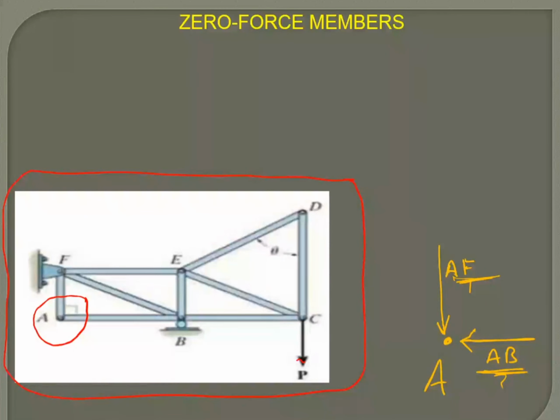For my analysis, if I remove the members AB and AF from my free body diagram of the whole system, is that okay? They cannot be removed, sir, because they will unbalance points B and F. So do you want me to leave it there? Yes, sir. Okay, let's say I leave it there.